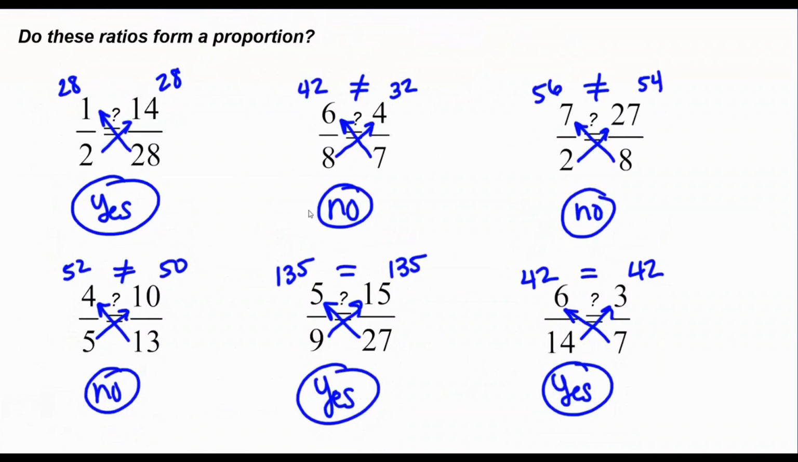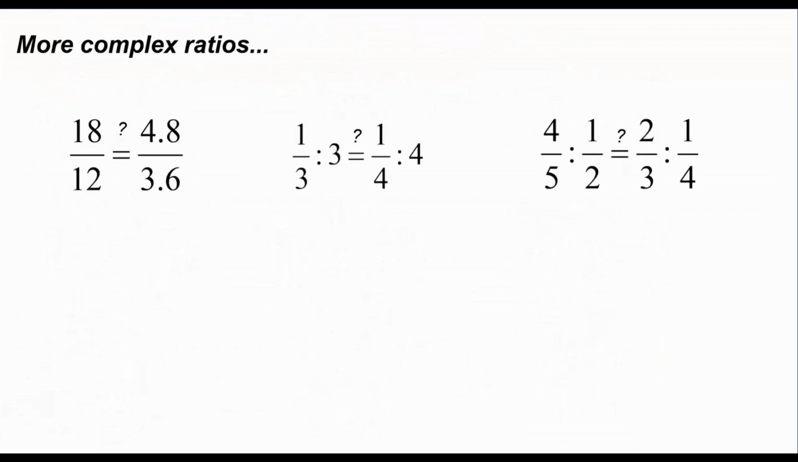So pretty easy to do with the cross products, or if it's mental math, if you can simplify the ratio and you know that they simplify to the same thing, then that would be easy to do as well. But what happens when we have more complex ratios? Here we have some decimals within our ratio, so kind of a complex fraction. How can we tell if these two ratios are equal? Here we're going to lean on the cross products even more, and we're going to do 3.6 times 18. That's 64.8, and 12 times 4.8 is 57.6, and we can easily see that the cross products are not equal. So no, these two ratios do not form a proportion.